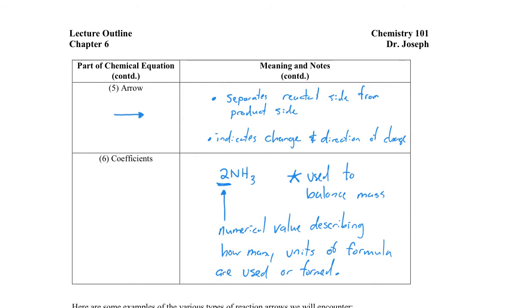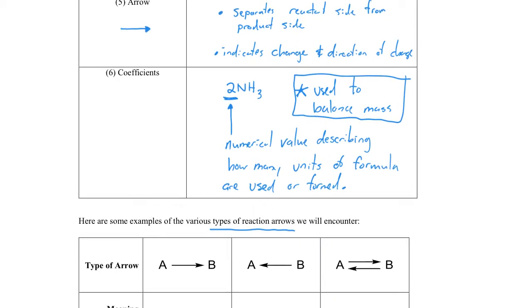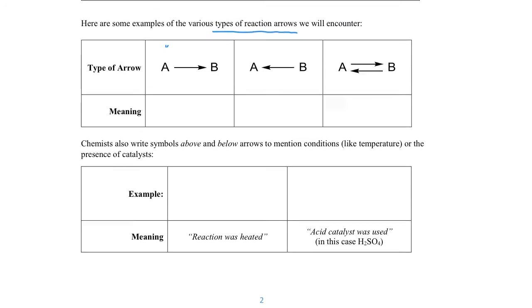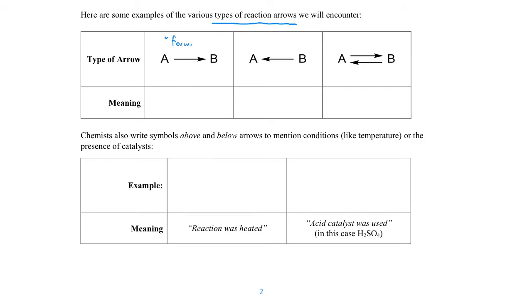So it's a multiplier that tells us the mass that's produced. And what these coefficients are used for is something called mass balancing, which is what we're going to look at in a little bit. Before we do that, though, let's take a look at the different types of reaction arrows. So I mentioned reaction arrows up above, and before we get into balancing, I like to just show you something you might not have known before.